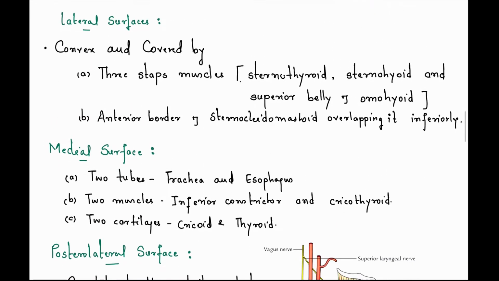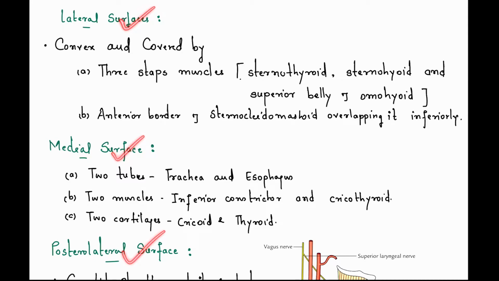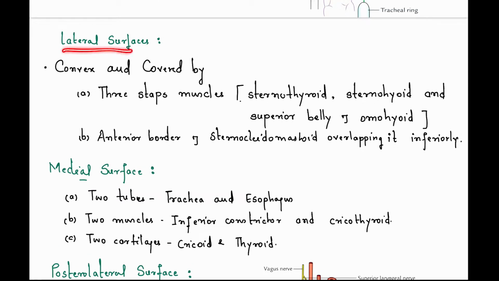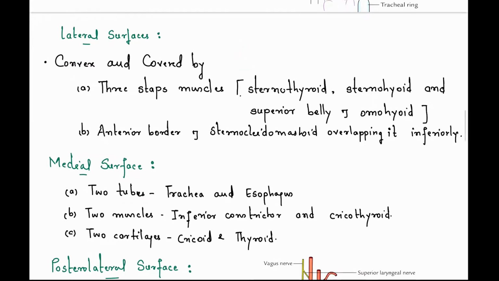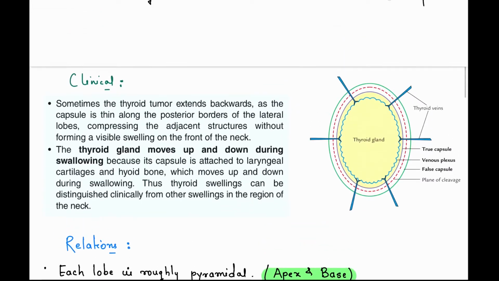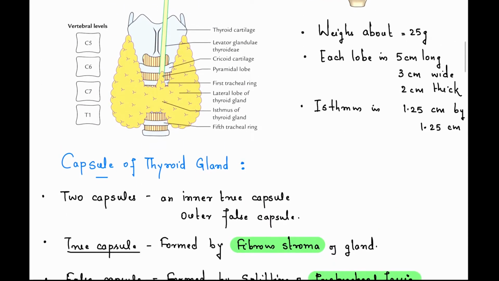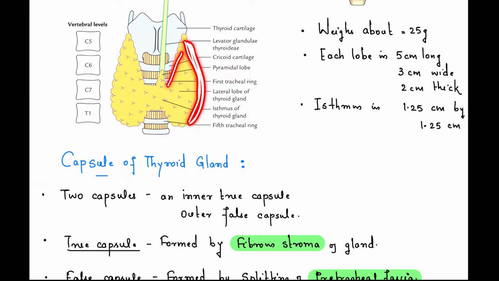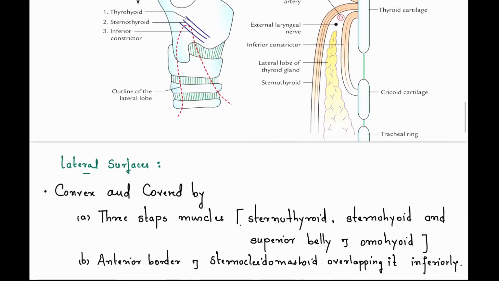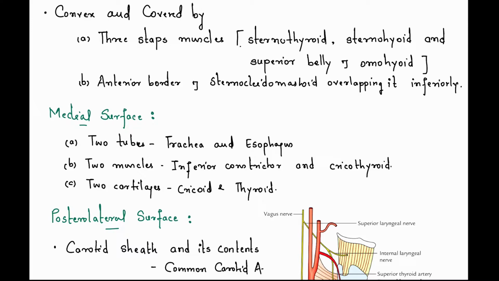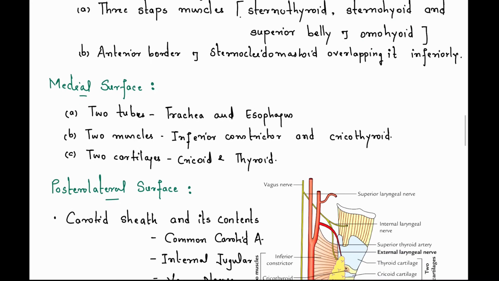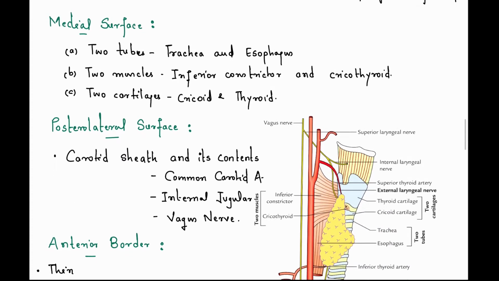Talking about surfaces: lateral, medial and posterolateral. The lateral surface is convex, as you can see here, and covered by three straps of muscles: sternothyroid, sternohyoid and the superior belly of omohyoid. The anterior border of sternocleidomastoid overlaps it inferiorly.